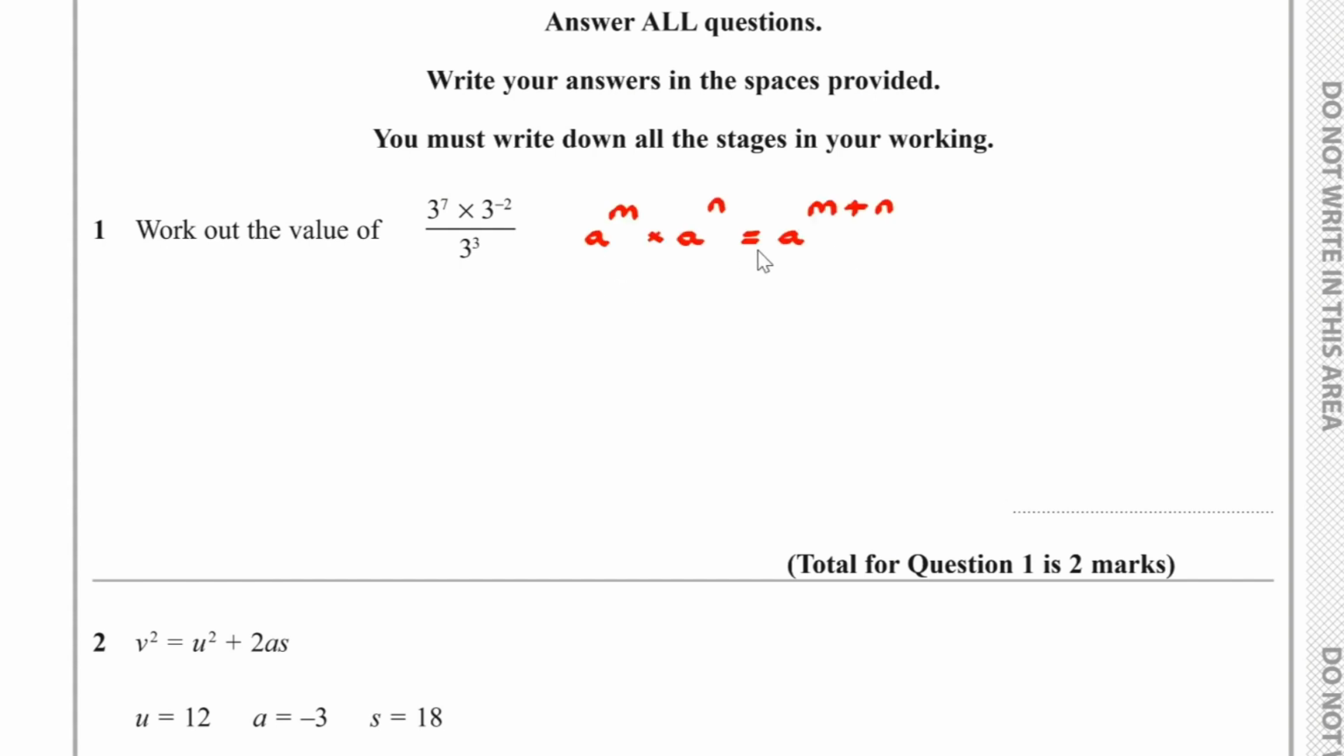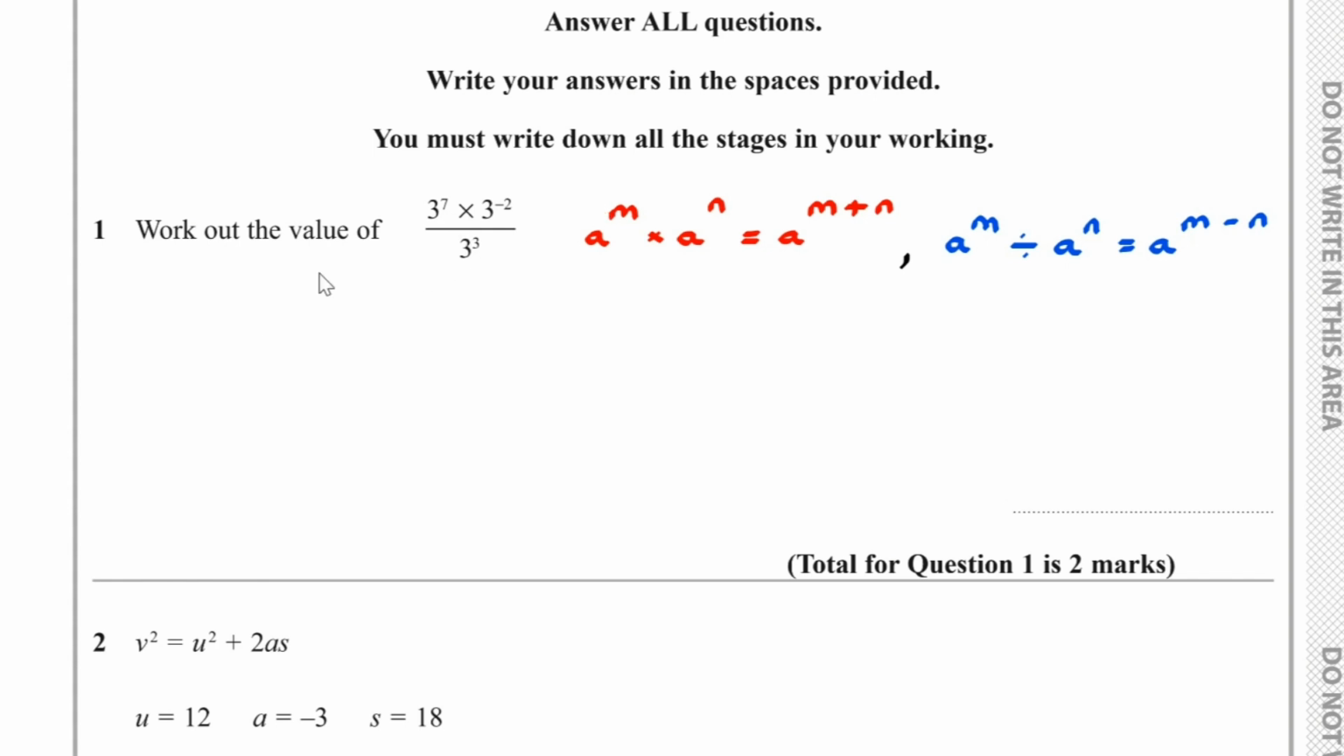We've got the law shown here. If we have a to the power of m times a to the power of n, so when we times with the same base, we add the powers, leaving us with a to the power of m plus n. Another law shown here, if we have a to the power of m divided by a to the power of n, that's equal to a to the power of m minus n. When we have the same base and we are dividing, we subtract the powers.